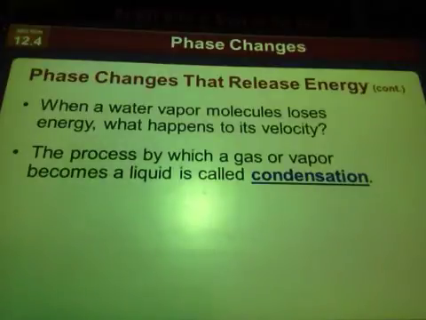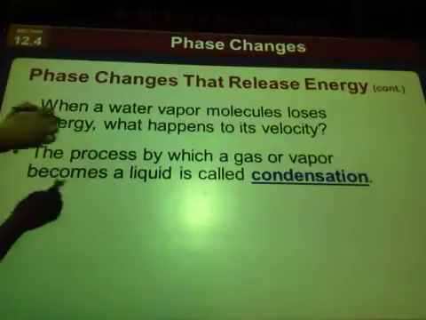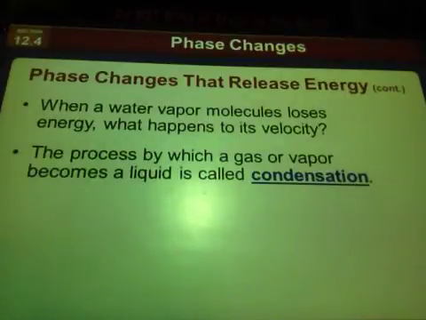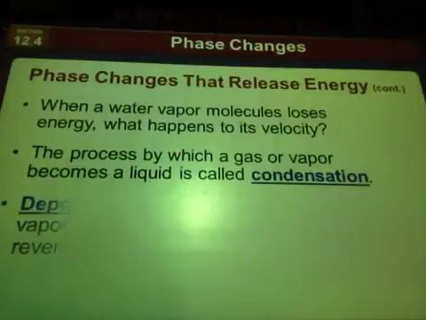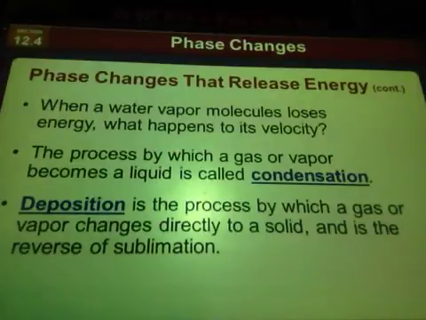Now, the process by which a gas or vapor becomes a liquid, we know that's called condensation. And condensation is always going to involve the transfer of energy. Specifically, condensation will be a phase change that releases energy. And deposition, that's our last phase change. Deposition is the process by which we can go from a gas or a vapor, and it can turn directly into a solid. So this one's just going to be the reverse of sublimation.